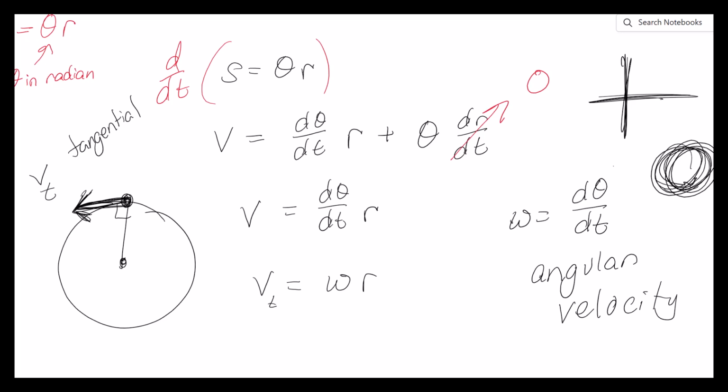You've got your fingers coming out of the page, 1, 2, 3, 4. You curl them in the direction of the vector we just found. Omega cross R is that way, and your thumb is going this way, which is actually in the negative R direction. So this is toward the center of the circle.